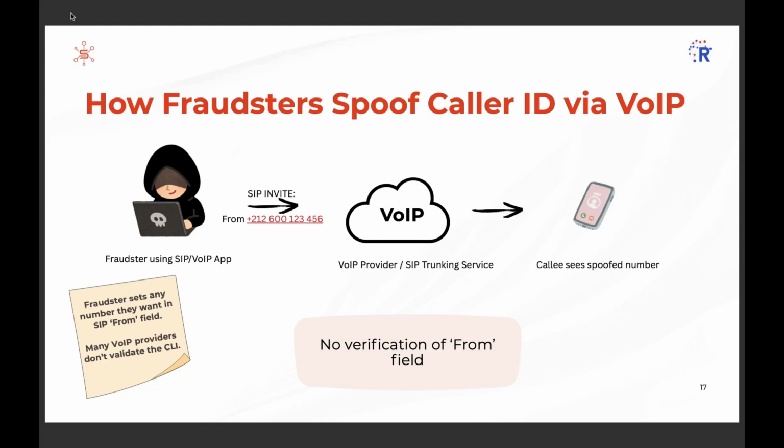This message is then sent to a VoIP provider or a SIP trunking service. And here's the problem. If that provider does not check or validate the caller ID, and many of them don't, the fake number just gets passed along, no questions asked. So the person receiving the call has no idea. All they see is the spoofed number on their phone screen. As far as they can tell, it looks completely legitimate. And because this whole process can be automated with scripts, attackers can send out thousands of these spoofed calls every single day, quickly, cheaply, and at scale.